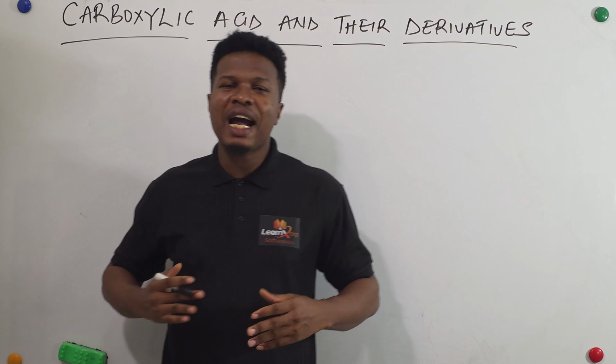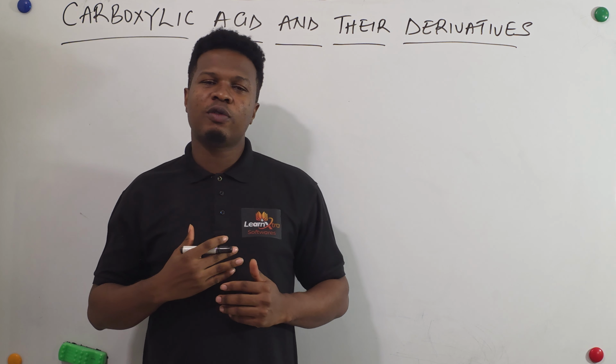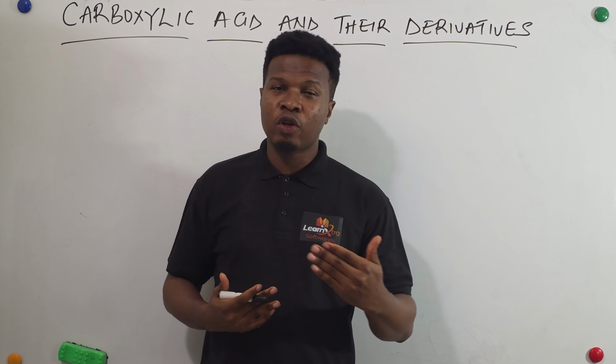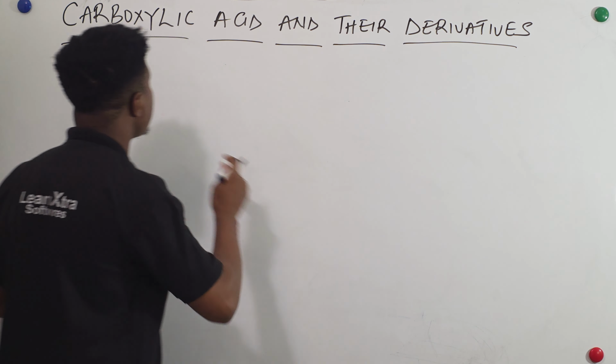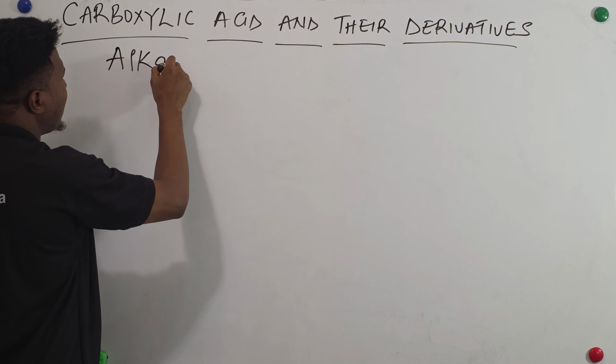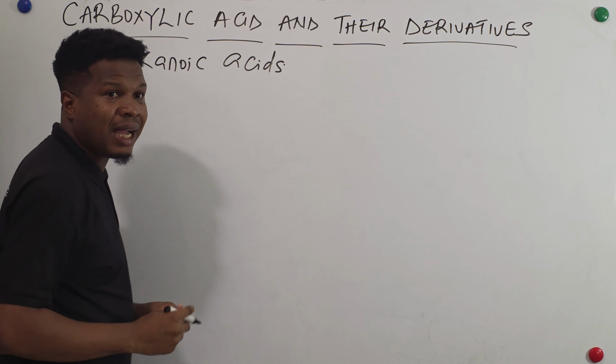At carboxylic acids and their derivatives. Okay, so first of all, carboxylic acids are also known as alkanoic acids. If you don't want to call them carboxylic acid, you can also call them alkanoic acids. Okay, so these are organic acids.